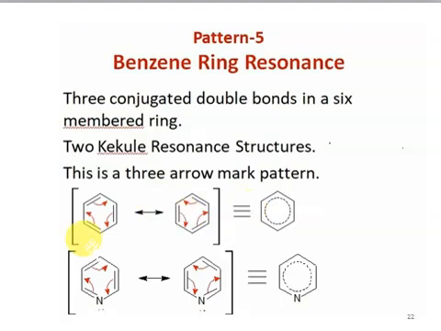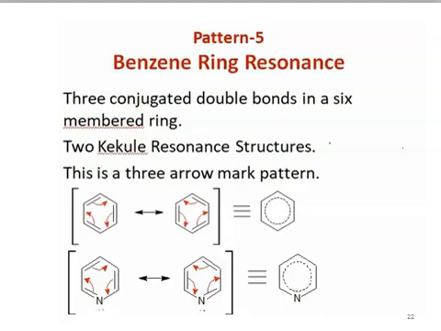Similarly, in the case of pyridine, pyridine just resembles benzene except that it has nitrogen here. So also in the case of pyridine you have to make use of 3 curved arrow marks like here. So these are the 5 different patterns of drawing the arrows for explaining the resonance structures.